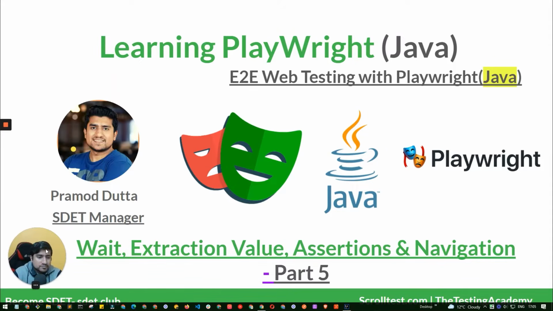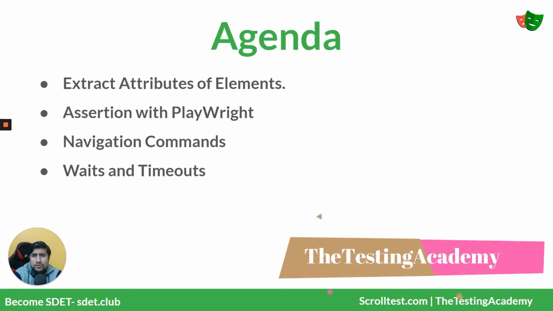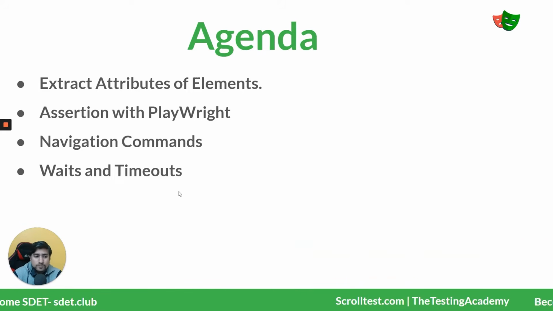Let me make myself a little smaller. Cool. So the agenda for this video is basically extracting the value from the elements, which is really, really important. Assertion, how you can add your own assertion in the Playwright Java, especially navigation commands and a couple of waits and timeouts that we should know.